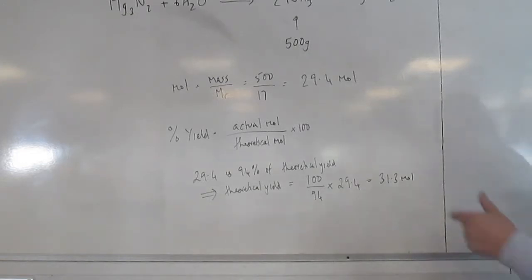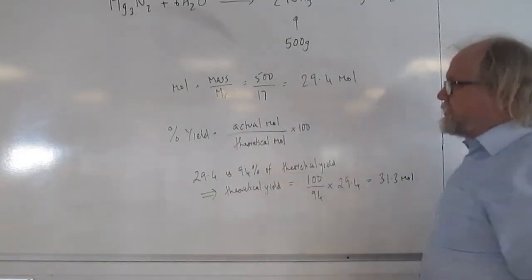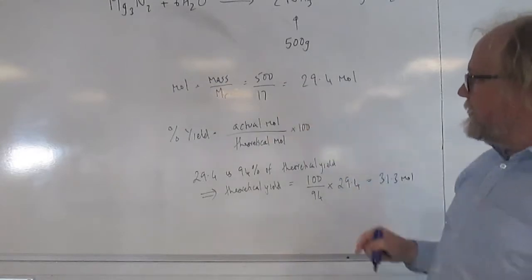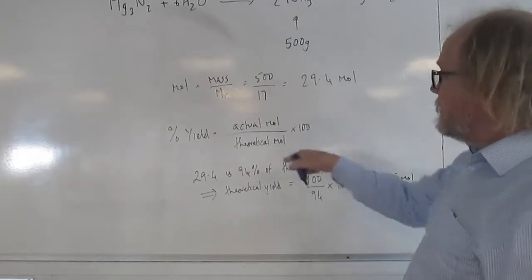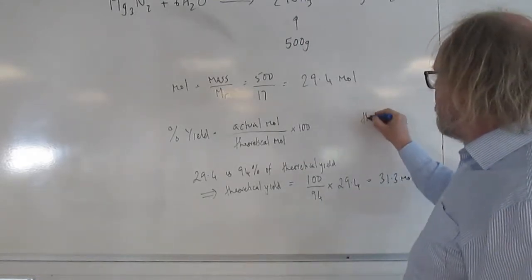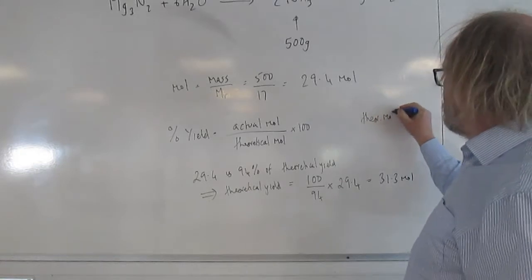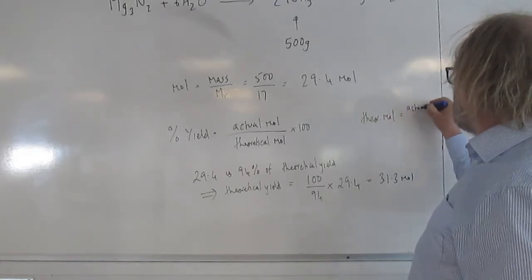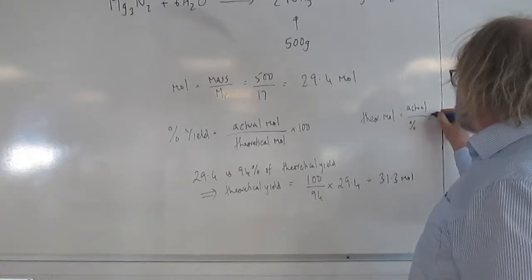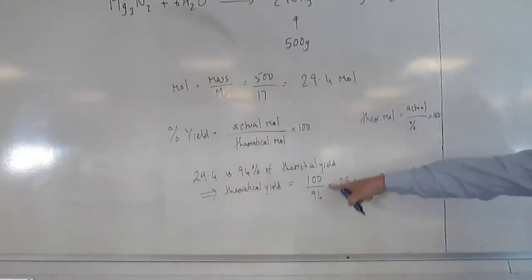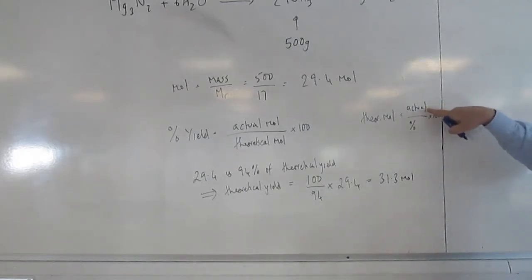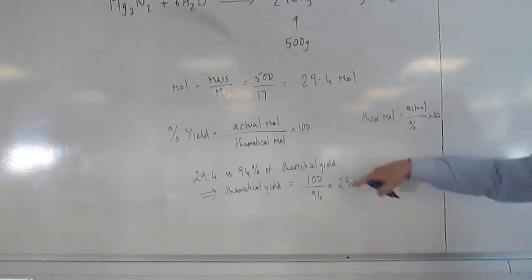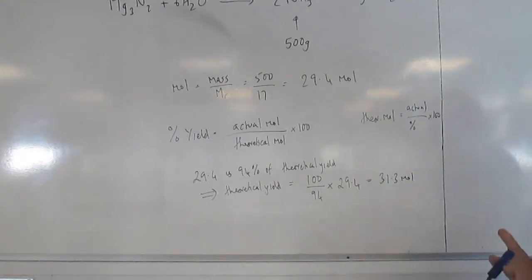Another way to approach it would be to rearrange this equation. You could do that to make the theoretical moles the subject, because that's what we want to know. So if you just rearrange that, you get that the theoretical moles is equal to the actual moles divided by the percentage yield times 100. And you can see that that gives us the equation we've got there, because the theoretical moles is 31.3, it's 29.4 times 100 divided by 94. So however you think about it, that's the calculation you need to do.